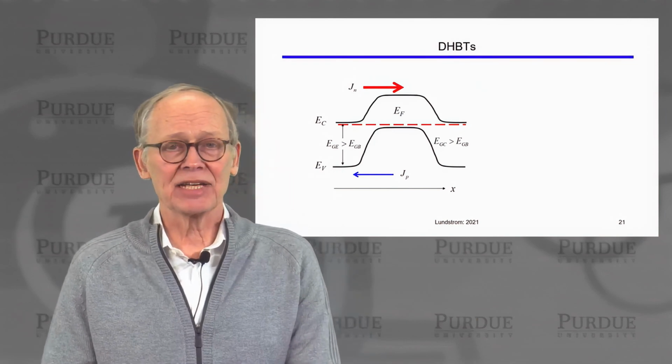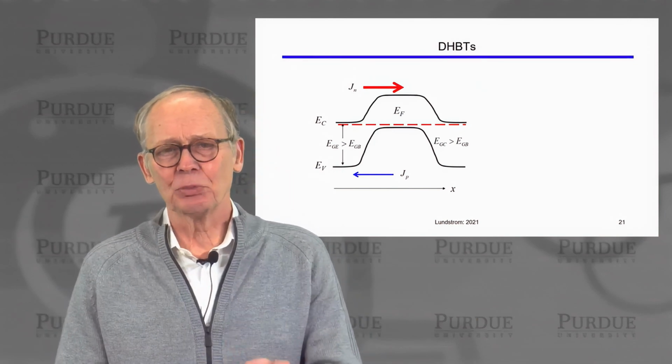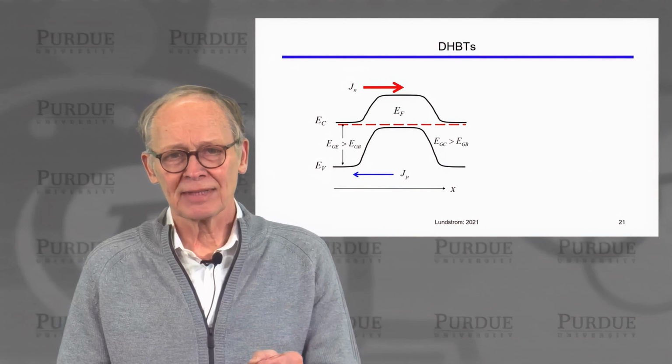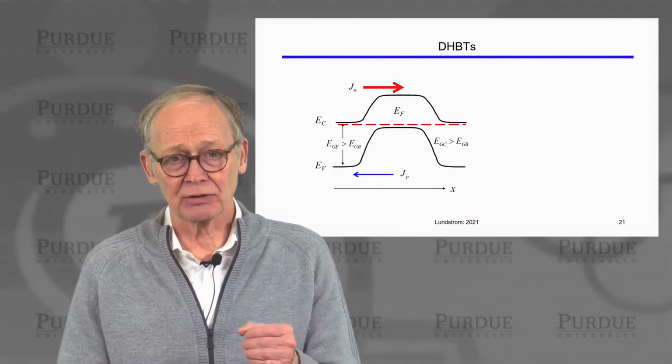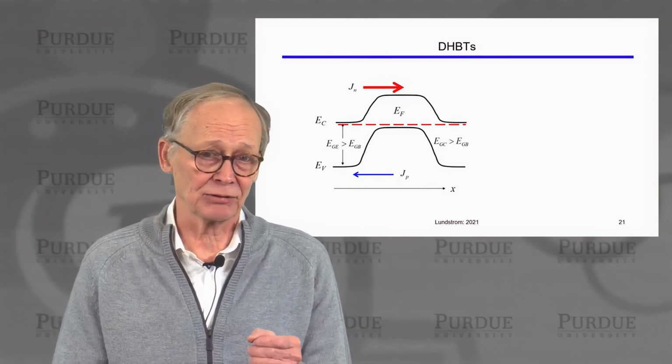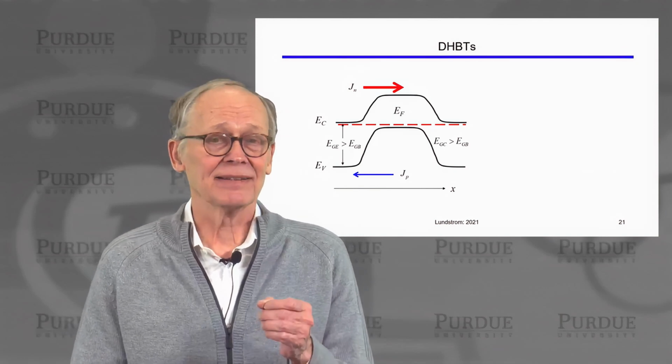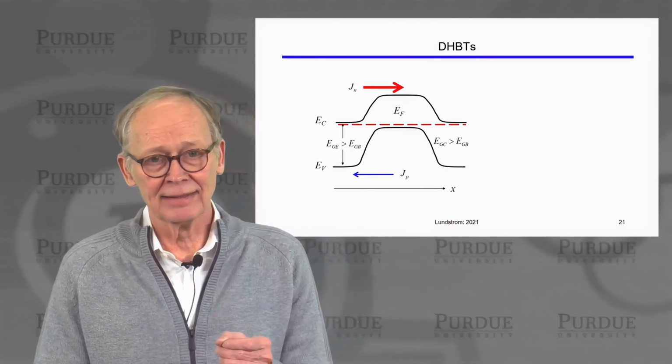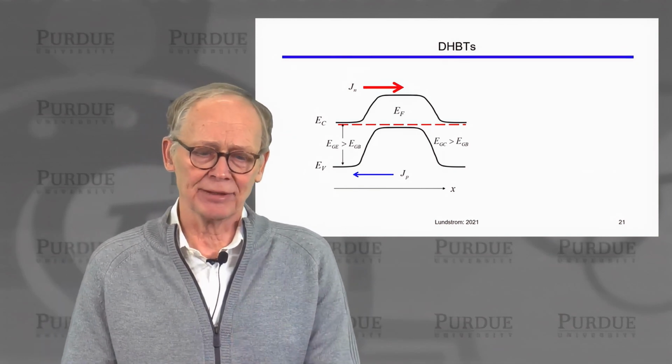Now, why is that advantageous? Because that means that we can dope the base very heavily and make the base resistance very low, which is advantageous for transistor performance, but it does not degrade the gain because of this wide bandgap emitter.